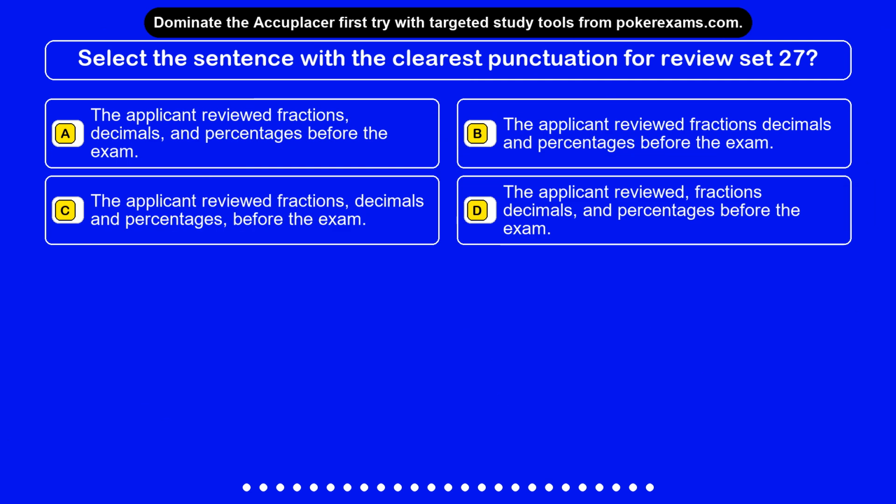Question 19. Select the sentence with the clearest punctuation for review set 27. Option A. The applicant reviewed fractions, decimals, and percentages before the exam. Option B. The applicant reviewed fractions, decimals, and percentages before the exam. Option C. The applicant reviewed fractions, decimals, and percentages before the exam. Option D. The applicant reviewed fractions, decimals, and percentages before the exam.